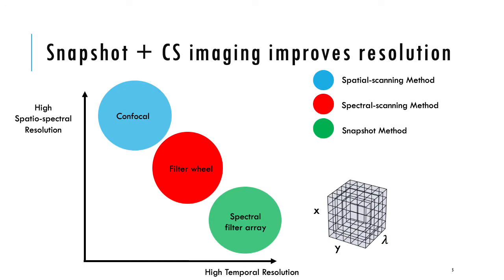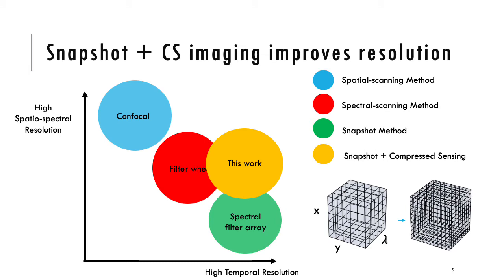As you can imagine, these different methods of capturing a hyperspectral data cube have resolution trade-offs. Traditional snapshot imaging using a filter array allows higher temporal resolution, but usually at the cost of spatiospectral resolution. This is because the total number of pixels on a 2D camera are limited and must be split across the 3D voxels in this spatiospectral data cube. Compressed sensing allows you to recover a higher resolution spatiospectral data cube by solving for more voxels than total pixels on the camera.